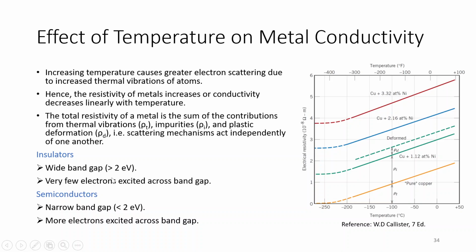Insulators have a wide band gap, and very few electrons are excited across the band gap. Semiconductors have a narrow band gap, less than 2 electron volt, and more electrons are excited across the band gap.